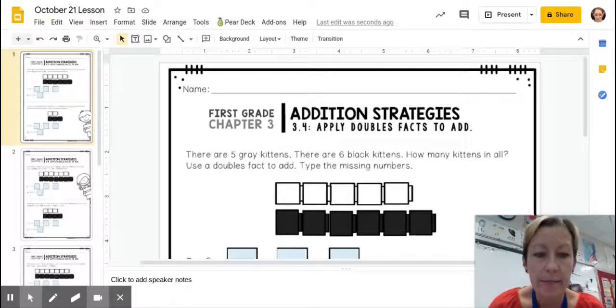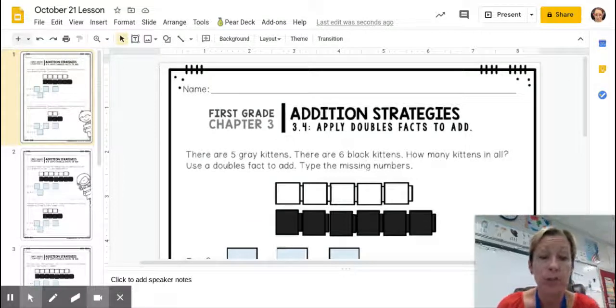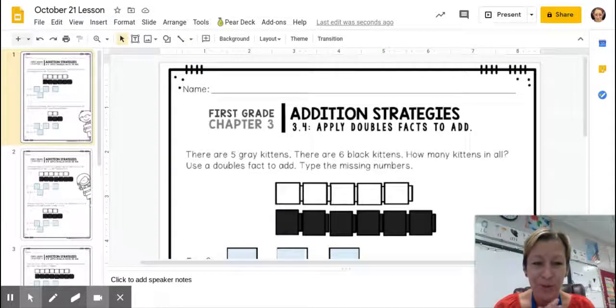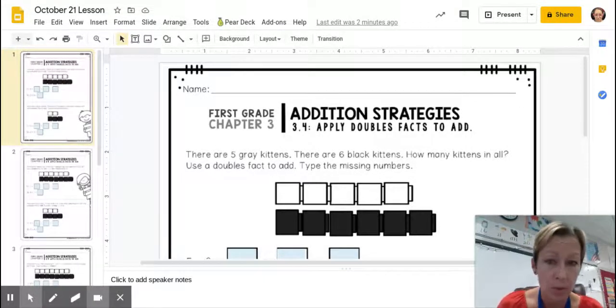All right, it is time for math. We are still on chapter 3, lesson 4 and 5. Like I told you guys, I know this can be confusing. I know this is a little frustrating for your parents as well. So we are going to stay here as long as we need to, okay, for everybody to be on the same page. All right, so let's just start with applying double facts to add.